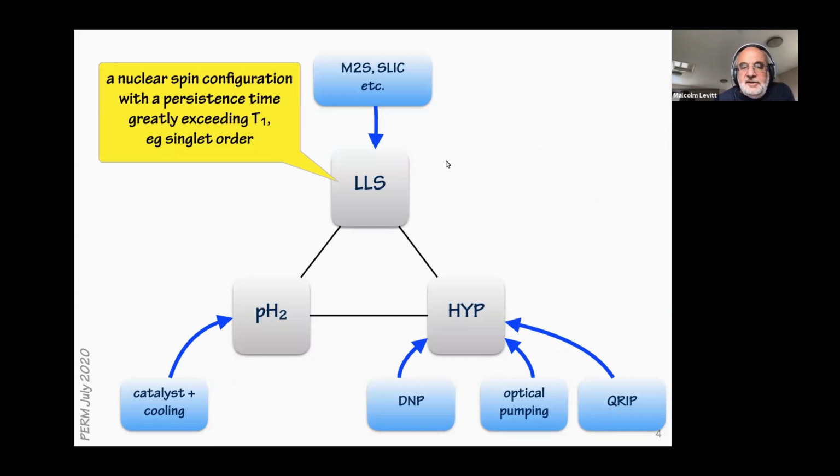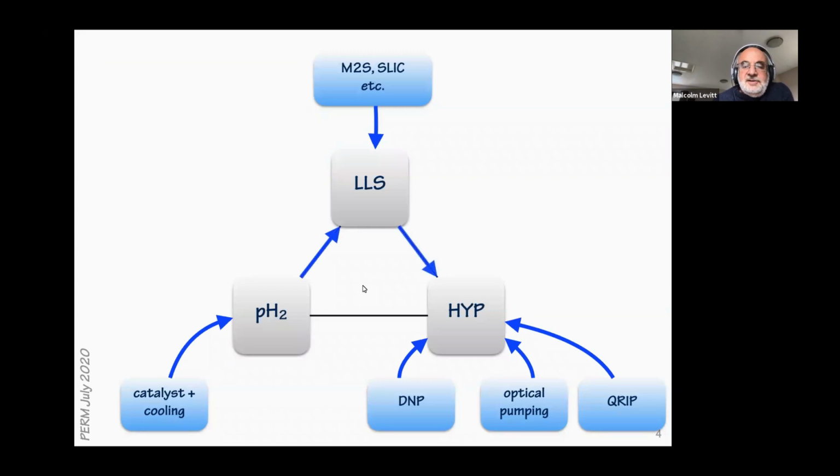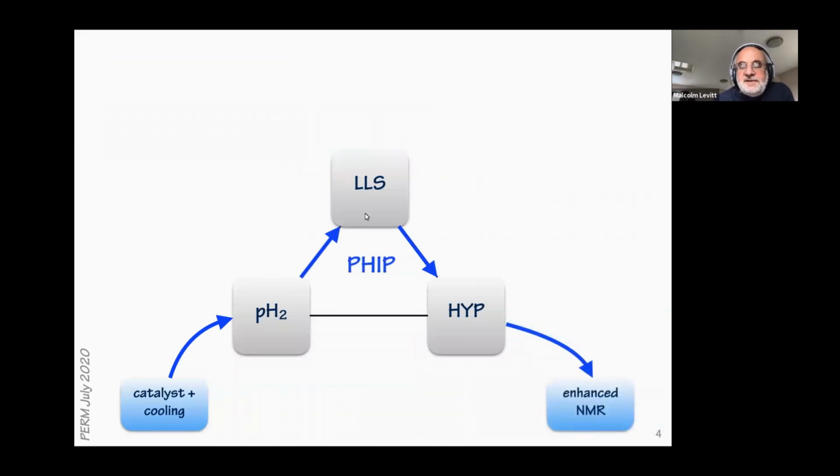And these phenomena form a sort of triangle. One can actually go in many different directions between them. The one which is of most interest in this meeting is that one can go from parahydrogen to a long-lived state on the product molecule in either a hydrogenative experiment or a SABRE experiment, and thereby access hyperpolarized nuclear singlet order, which can be converted into states which give strongly enhanced NMR signals. And I guess more or less that's what this meeting is about.